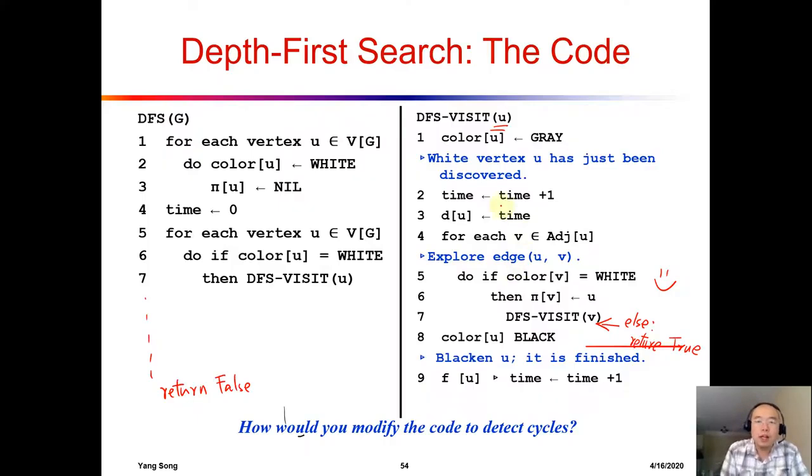So inside of the DFS visit, when we are visiting all the adjacent nodes of U, as long as we see one V whose color is not white, we can say there is a way from U to V, that is, from a gray node to a gray node, or from a gray node to a black node. That is, we go back to a node we have already seen before, and that is a cycle. Okay?